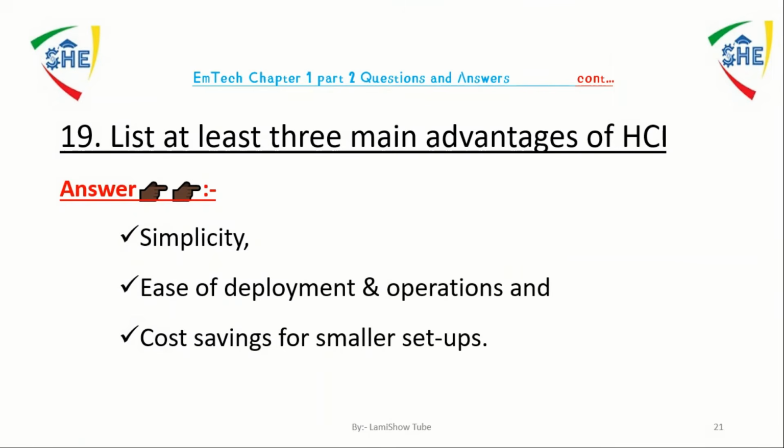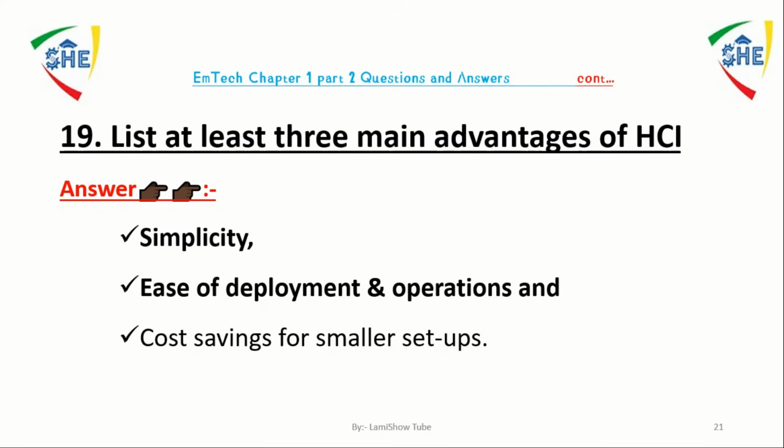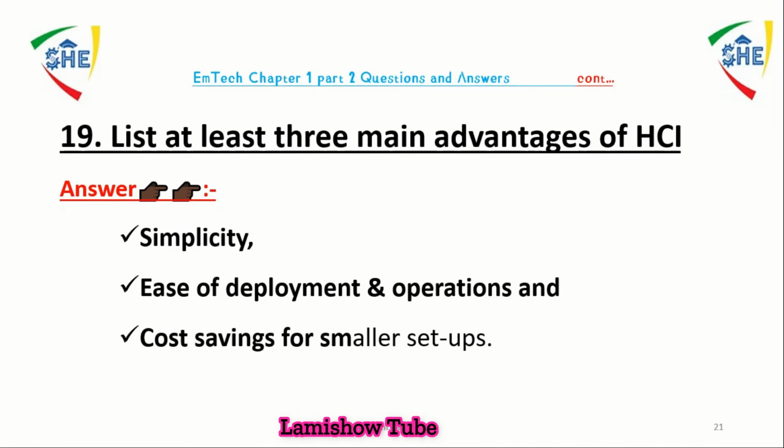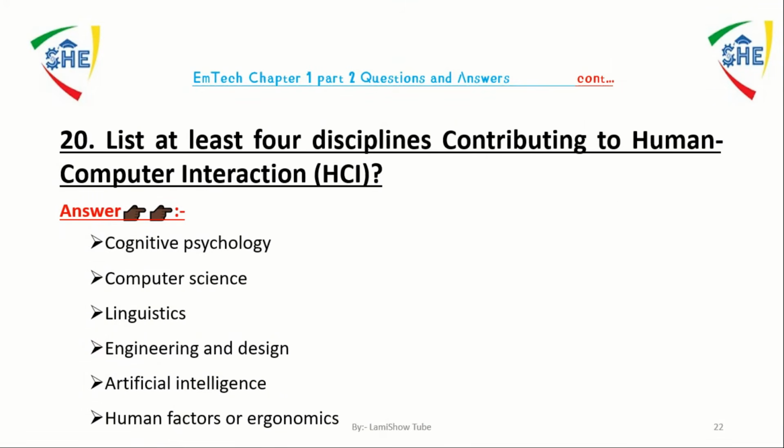Question number 19. List at least 3 main advantages of human-computer interaction. Question number 20. List at least 3 disciplines contributing to human-computer interaction.